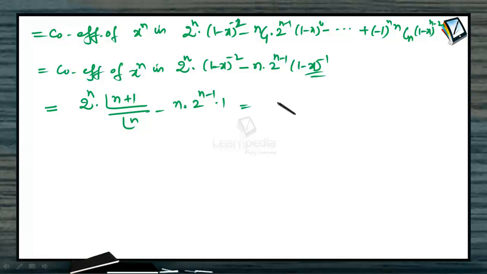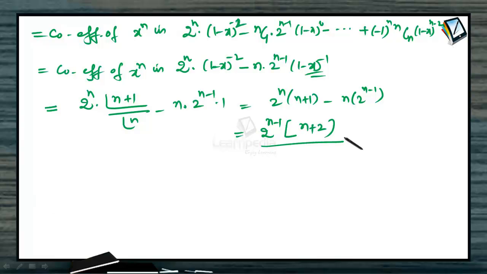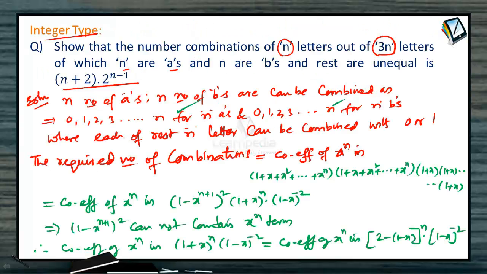So finally, if we simplify, it becomes 2^n (n + 1) - n · 2^(n-1). Therefore this can be written as 2^(n-1) (n + 2). So finally the coefficient of x^n in the expansion we have got is 2^(n-1)(n + 2). Therefore, the number of combinations of n letters out of 3n letters, of which n are a's and n are b's and the rest are unequal, is shown to be (n + 2) · 2^(n-1).